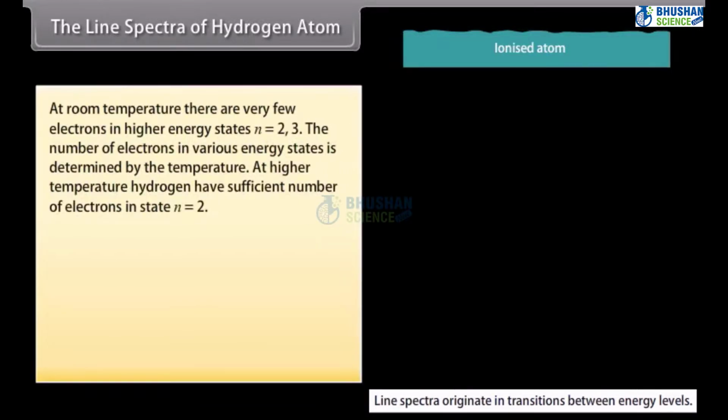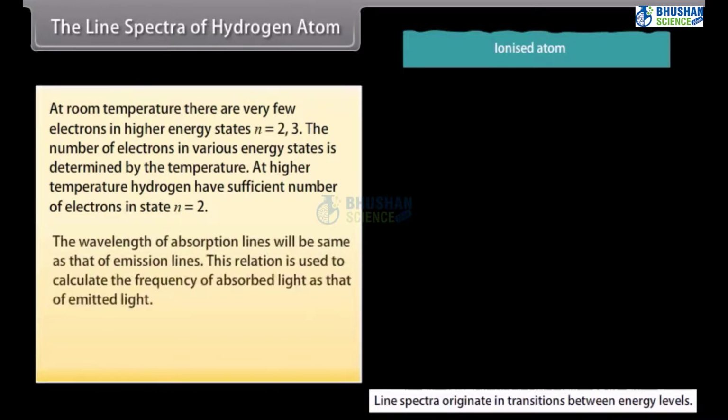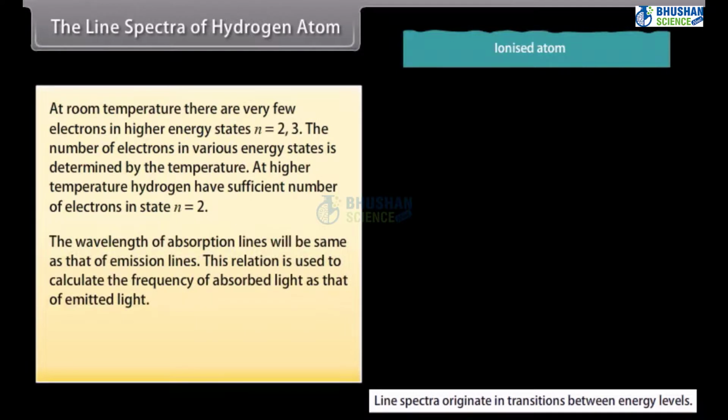At room temperature, there are very few electrons in higher energy states, n equals 2 and 3. The number of electrons in various energy states is determined by the temperature. At higher temperature, hydrogen has sufficient number of electrons in state n equals 2. The wavelength of absorption lines will be same as that of emission lines. This relation is used to calculate the frequency of absorbed light as that of emitted light. E2 minus E1 equals h nu 12, which is equal to hc upon lambda 12.